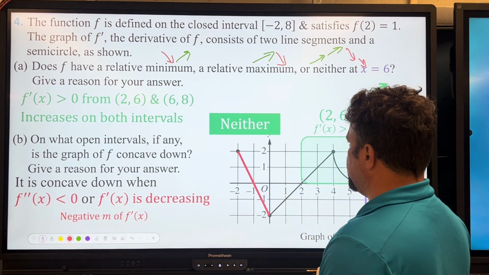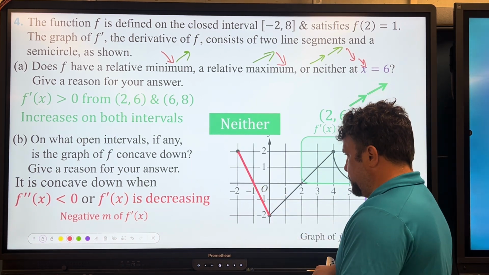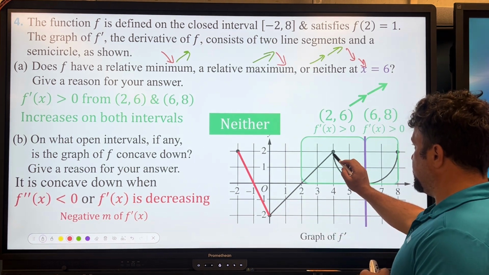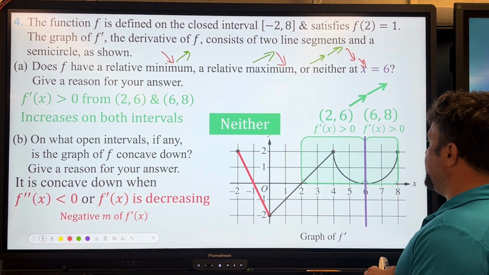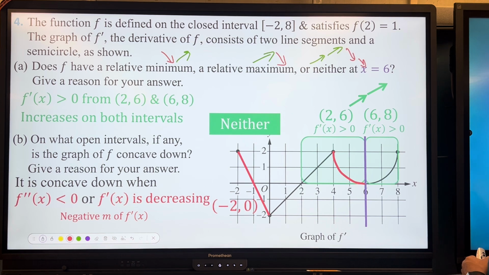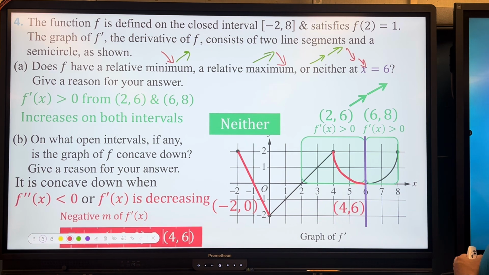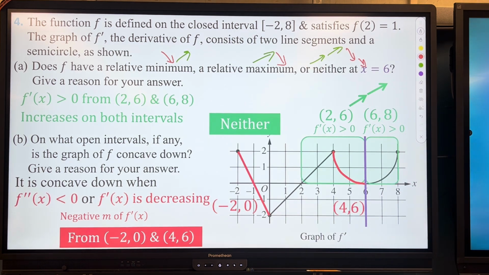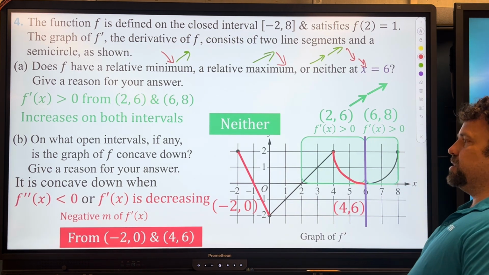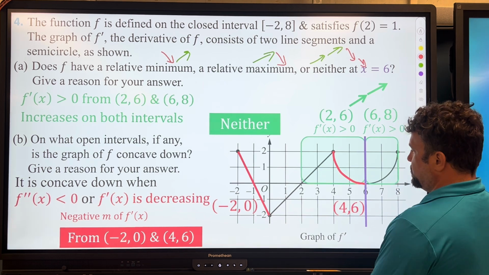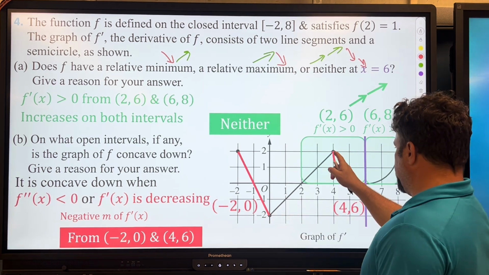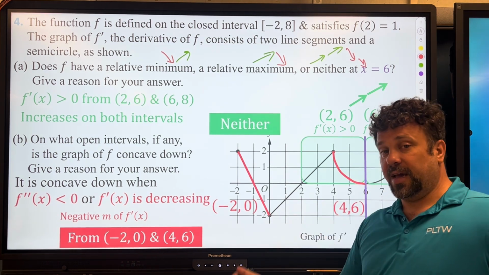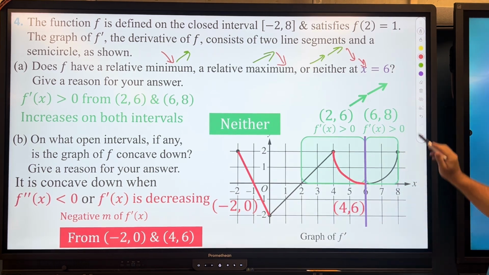So anytime it decreases, very good, from negative 2 to 0 it's decreasing. Increase, increase, oh, look at that. It decreases also from 4 to 6. So it decreases in 2 spots, from negative 2 to 0 and from 4 to 6. Therefore, it's concave down in those. It's actually concave up from 0 to 4 and from 6 to 8 if they asked you that question. Right?